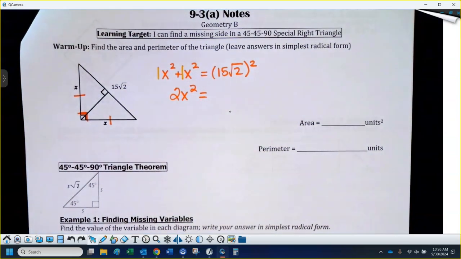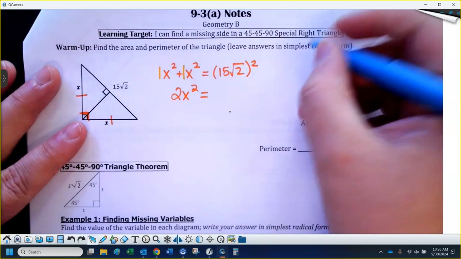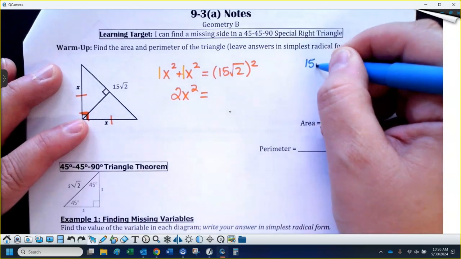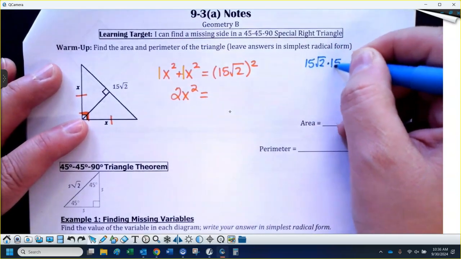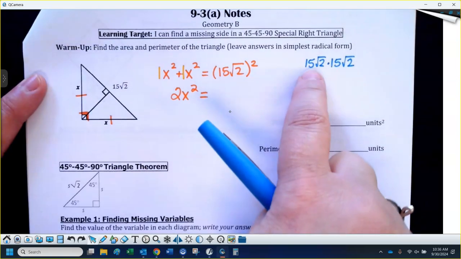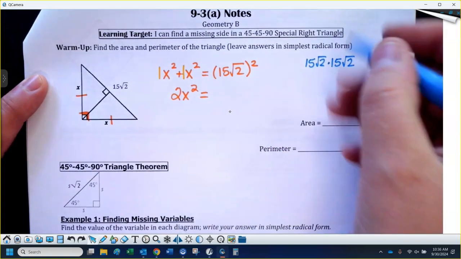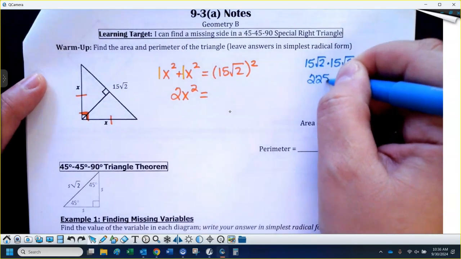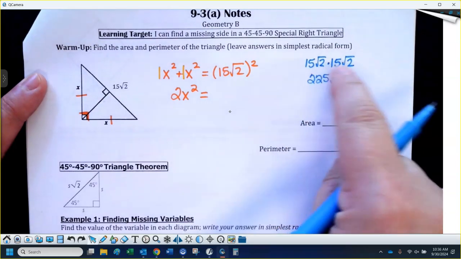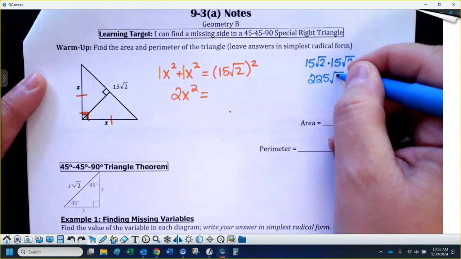Okay, now if you want to grab your calculator, you can. If you want to do this by hand, you can. It's completely up to you. I'm going to just write this to the side. If I do 15 radical 2 squared, it means I'm multiplying 15 radical 2 by itself. And I know this is a little bit weird, and again, if you want to use your calculator, go right ahead. But if you're multiplying something by itself, you're going to multiply 15 times 15. It's going to give you 225. And square root of 2, I'm just going to squish those together. Square root of 2 times square root of 2, you just do 2 times 2, which is square root of 4.